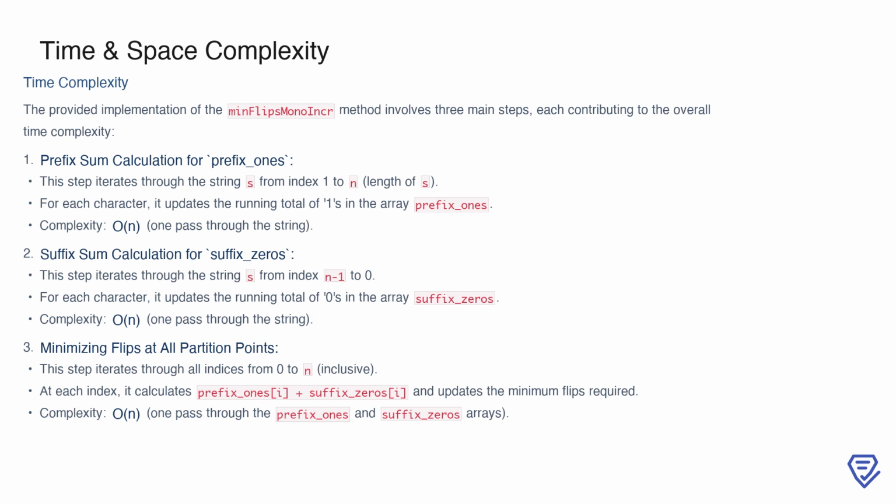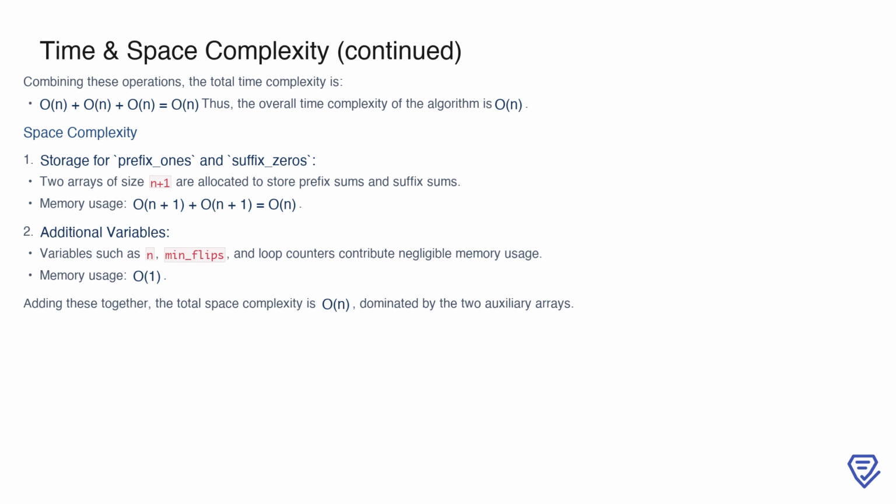Finally, we calculate the minimum number of flips required for every possible partition point in the string. At each index, we combine the values from the prefix_1's and suffix_0's arrays and update the minimum flips. Since this step also involves iterating through the string once, it adds another O(n). Thus, each of these 3 steps contributes O(n). When we combine the time complexities from each step, we get O(n) plus O(n) plus O(n), which simplifies to O(n). This linear time complexity ensures that the algorithm is efficient even for larger input sizes.